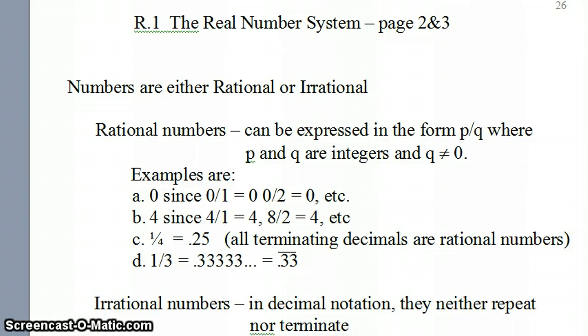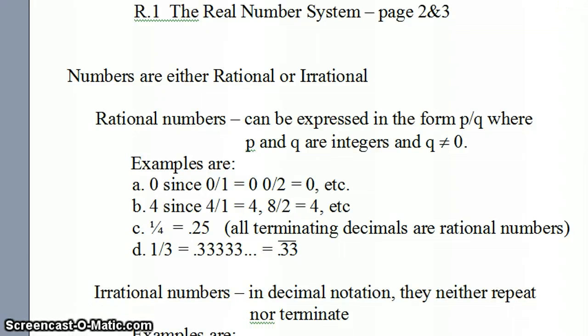1/3, if you try to divide that, the 3 keeps going on forever, so we could express it as 0.33 with dots after it. More normally, it is written as 0.3 with a single bar over top of the digit that repeats. Here it's over both 3's, but it's the same whether it's over one 3 or over two 3's.